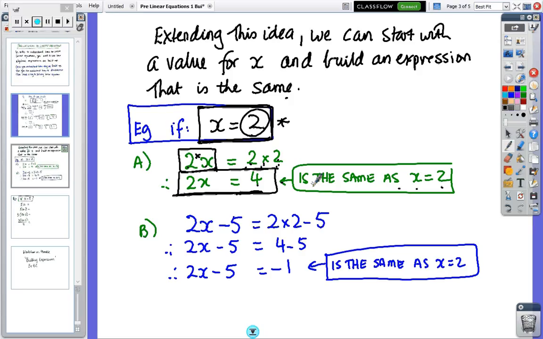Okay? In a similar way, if I have an expression 2x minus 5, that means I have 2 times x, and then I subtract 5. 2 times 2 is 4, minus 5. 4 minus 5 is minus 1. So 2x minus 5 equals minus 1 is the same as x equals 2, because I started with the value of x equals 2. Copy that down when you're ready to come across.